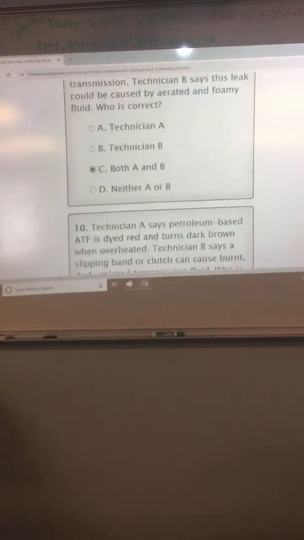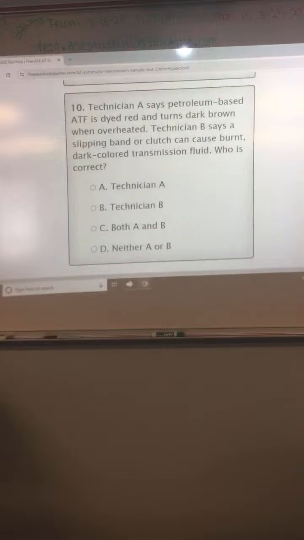Okay. We're doing good. Technician A says petroleum-based ATF is dyed red and turns dark brown when overheated. Technician B says a slipping band or clutch can cause burnt, dark-colored transmission fluid. Who is correct? I don't remember anything on this one. I know that it's red. That's all I know.